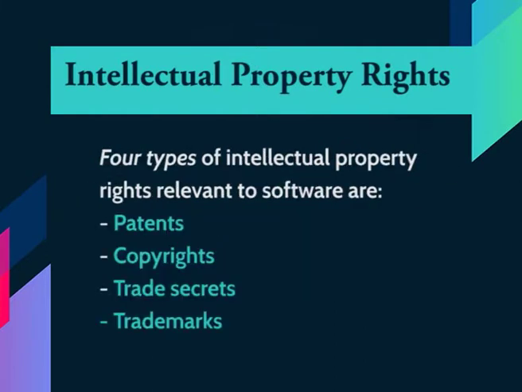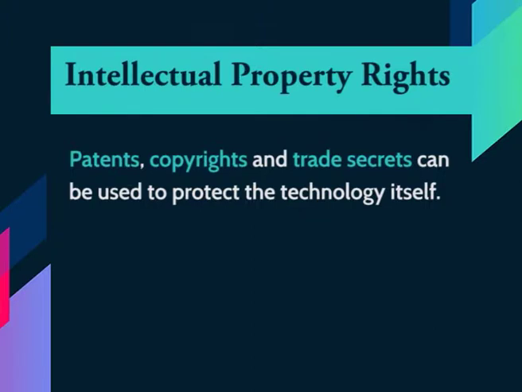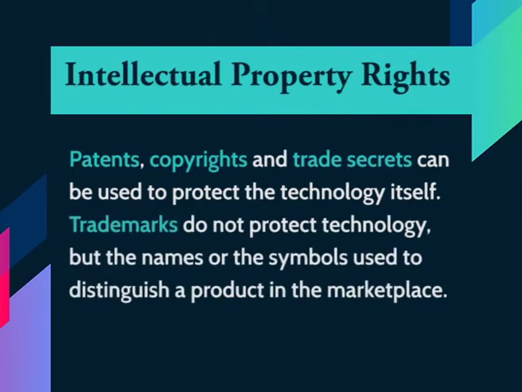There are essentially four types of intellectual property rights relevant to software: patents, copyrights, trade secrets and trademarks. Each affords a different type of legal protection. Patents, copyrights and trade secrets can be used to protect the technology itself. Trademarks do not protect technology, but the names or symbols used to distinguish a product in the marketplace.